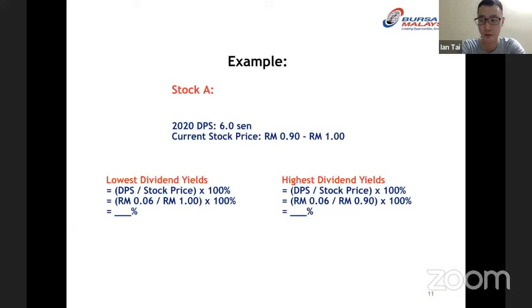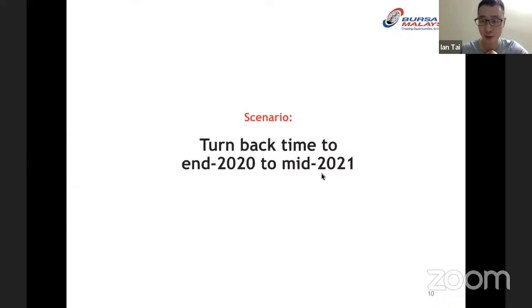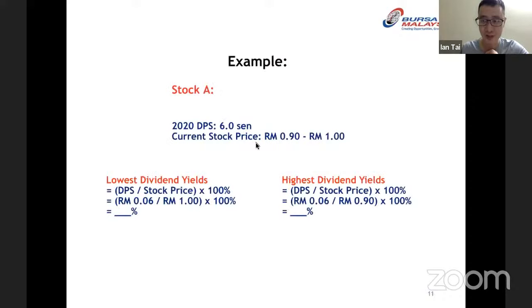Now, a lot of people will get all this information from stock screeners, stock filtering systems and so on. So these are the pieces of information that people can possibly get, as follows. Number one, in 2020, the dividends per share for stock A is 6 cents. And at that time, from 2020 to mid 2021, you could buy stock A at a price of 90 cents to 1 ringgit per share.